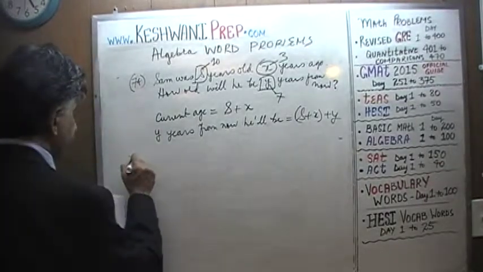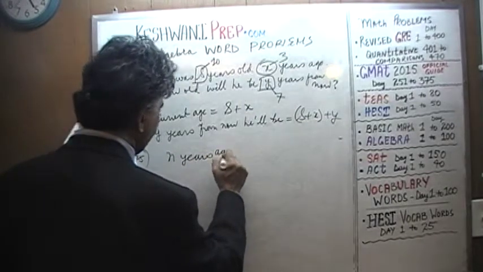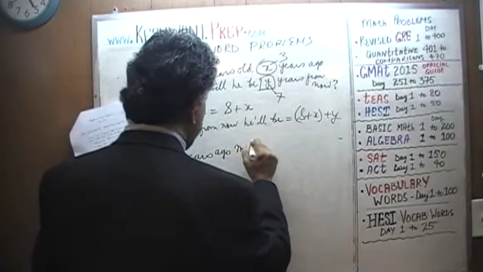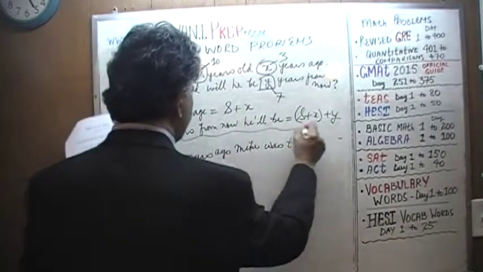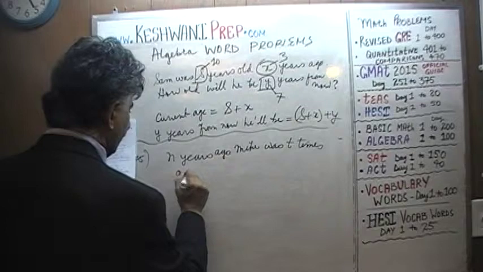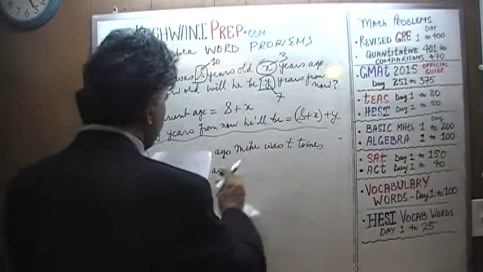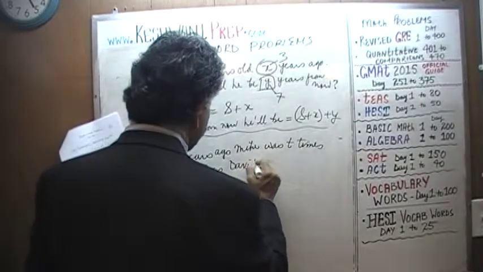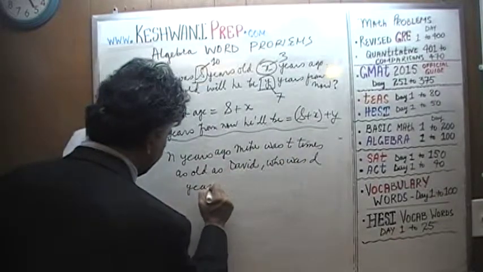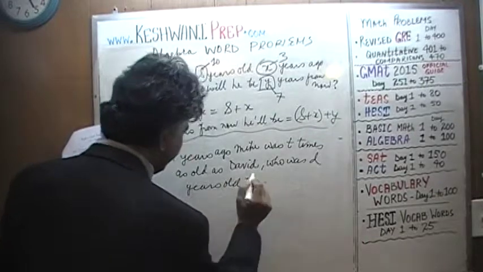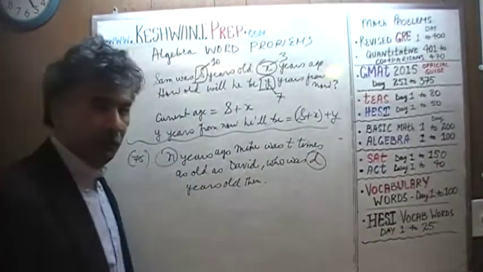Number 75. We are told that n years ago, Mike was t times as old as David, who was D years old then. So we are told that n years ago, David was D years old. David's age was D years.